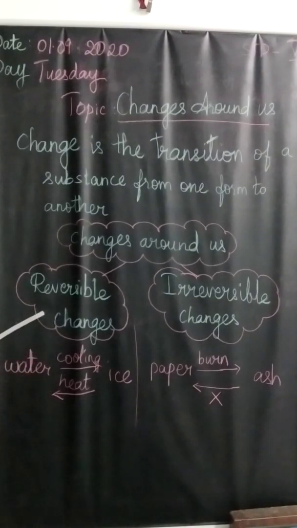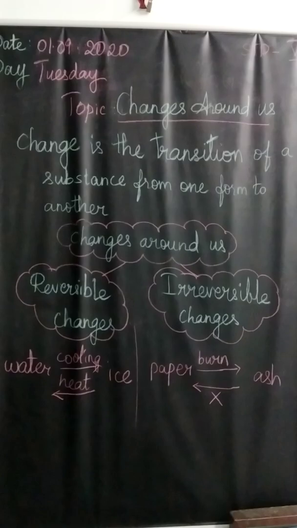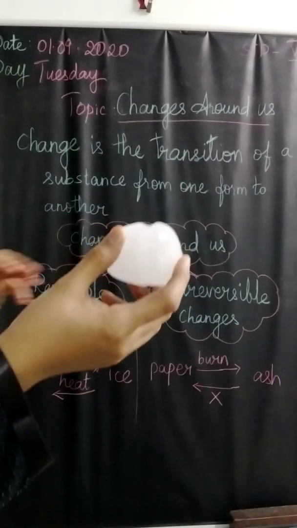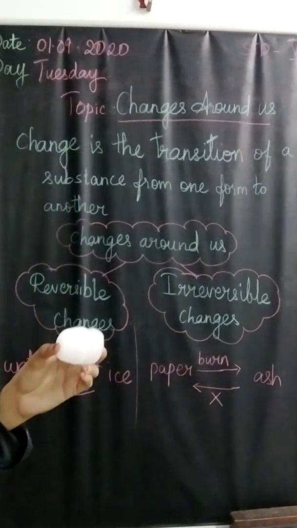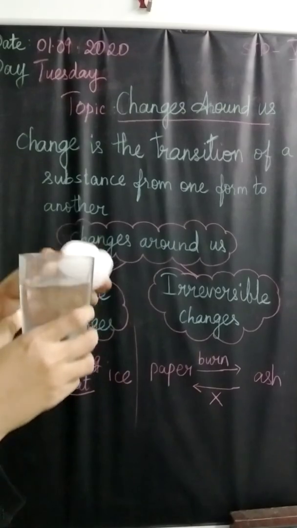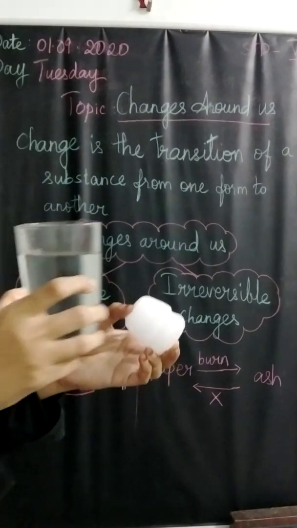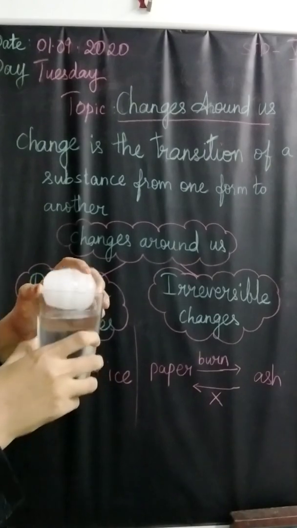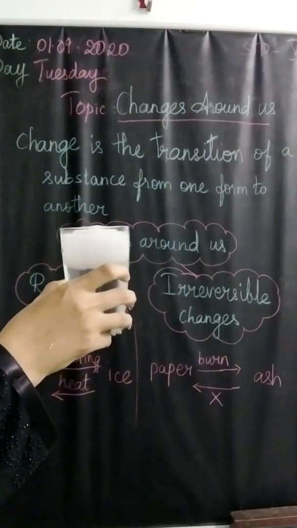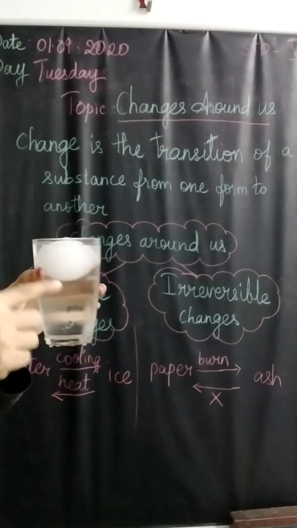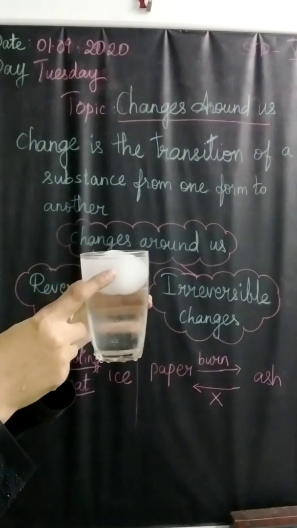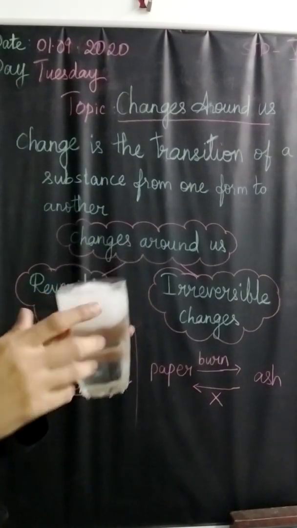First, we will see reversible change with an example. Here you can see this is ice. So what happens here? This ice, when it's heated, becomes water. Again, this water on cooling becomes ice. So water on cooling becomes ice, and again when the water is kept in the fridge, it becomes ice. Again this ice on heating becomes water.